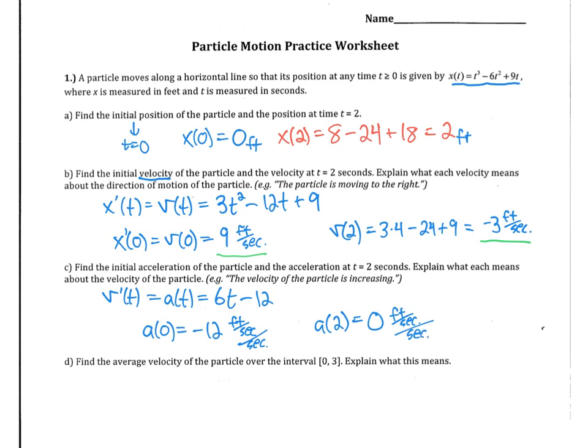So that negative acceleration means that the velocity is decreasing, and that 0 means that the velocity is neither increasing nor decreasing. The velocity of the particle isn't changing at time 2 seconds. At time 0 seconds, though, the velocity of the particle is decreasing, actively going down.